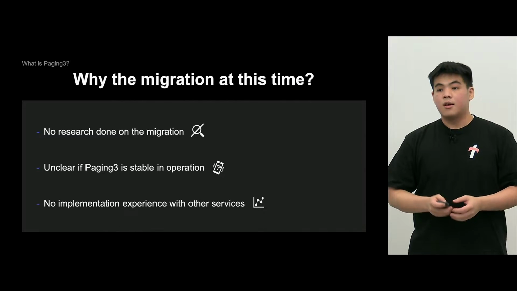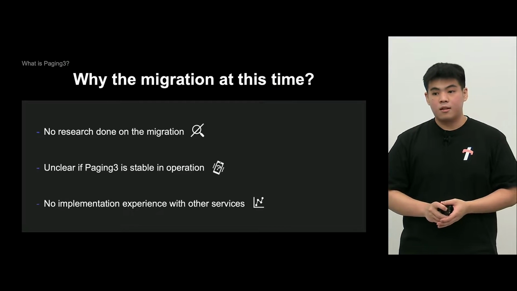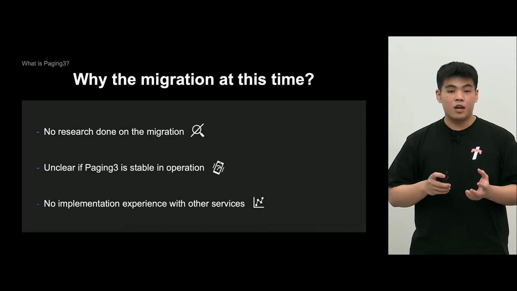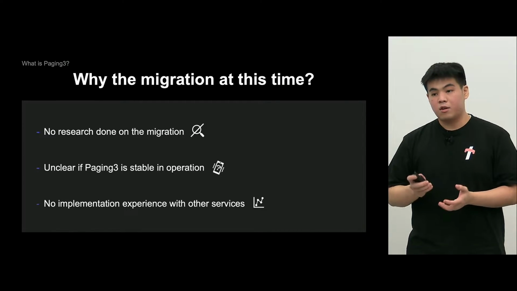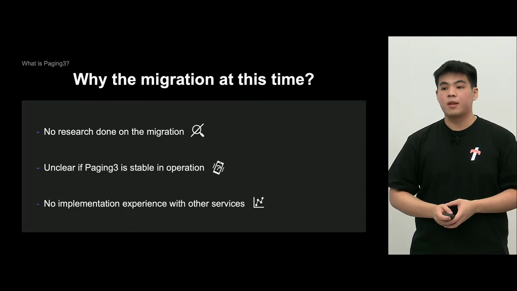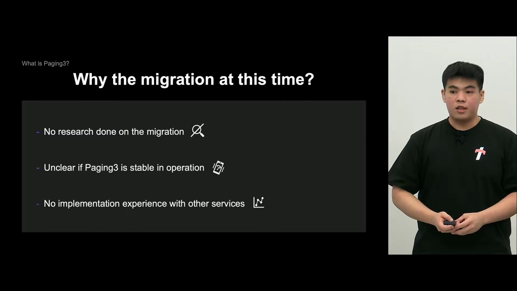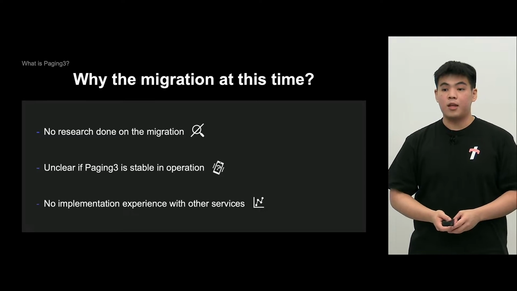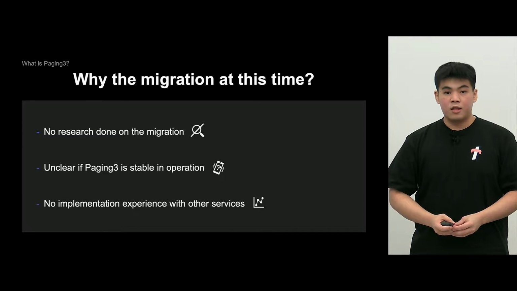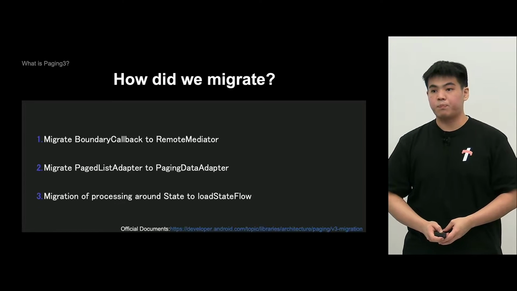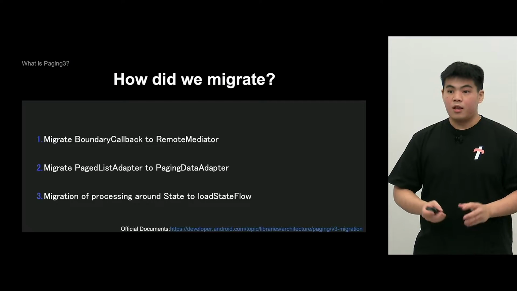Number 1: no research done on the migration. And number 2: unclear if Paging 3 is stable in operation. It's not a matter of stability itself, but whether it would operate in a stable manner through library updates with behavior and spec changes. We were not able to find out. And number 3: no implementation experience with other services. There were very few cases of migrating with other services, so we were watching them. After I joined Yahoo Japan, I researched and did a proposal.